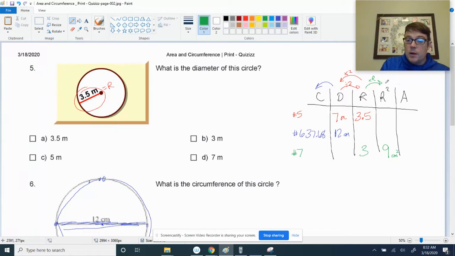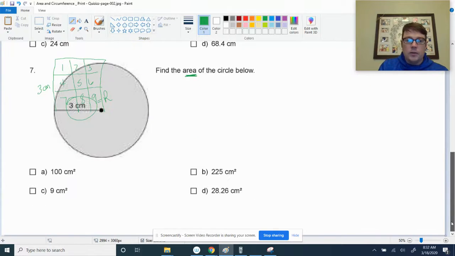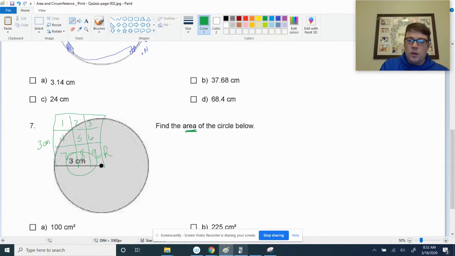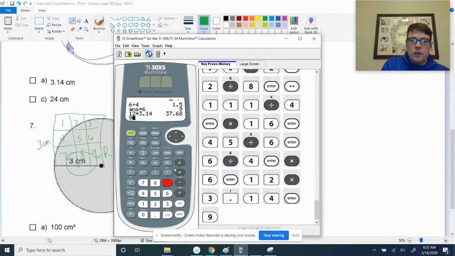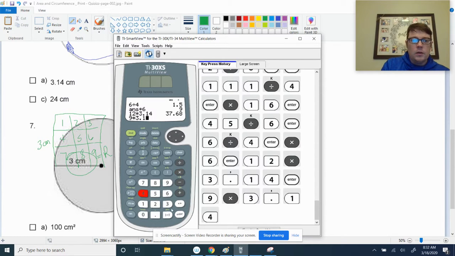And we already talked about that the relationship between these two is, once again, pi. So we have to take 9 and we have to multiply by pi. And it looks like all the answers are in decimal form. So we will need to do the calculator for that one, times 3.14. And that should give us our answer for the area, 28.26.